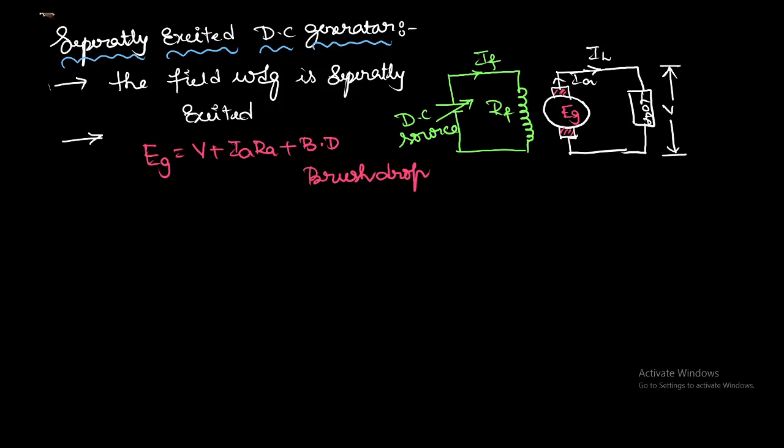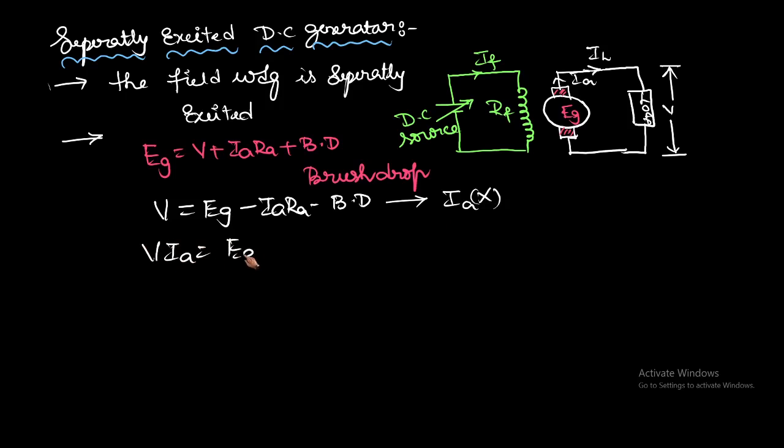If you want to write the terminal voltage equation, we can write V equals Eg minus Ia Ra minus brush drop. This is the terminal voltage equation. If you multiply this equation with Ia, we can write V into Ia on the left hand side, and Eg into Ia minus Ia square Ra minus Ia into brush drop. So this is the equation.